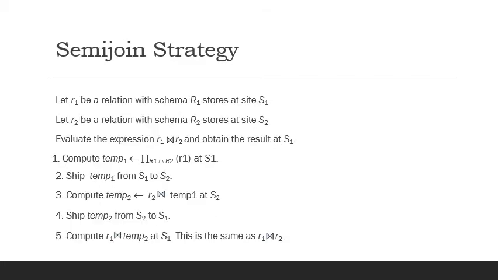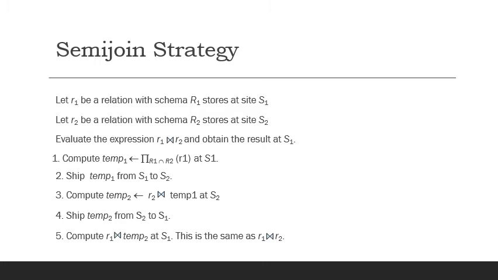The semi-join strategy. Suppose that we wish to evaluate the expression R1 join R2, where R1 and R2 are stored at sites S1 and S2 respectively. Let the schemas of R1 and R2 be capital R1 and capital R2. Suppose that we wish to obtain the result at S1. If there are many tuples of R2 that do not join with any tuple of R1, then shipping R2 to S1 entails shipping tuples that fail to contribute to the result. We want to remove such tuples before shipping data to S1, particularly if network costs are high.